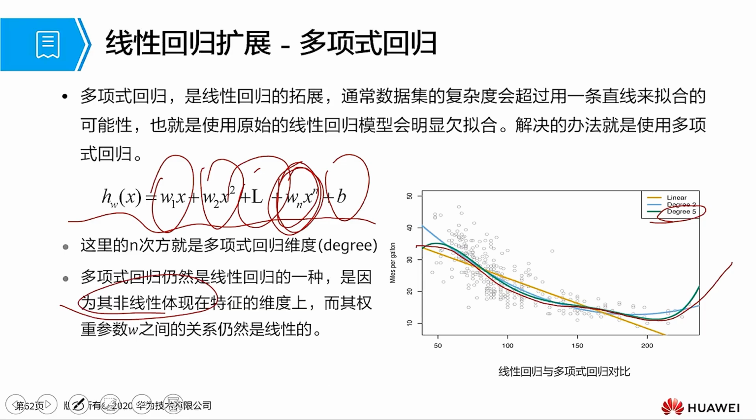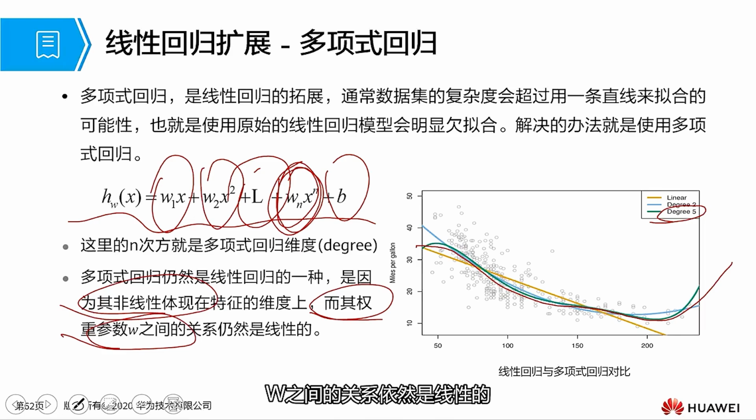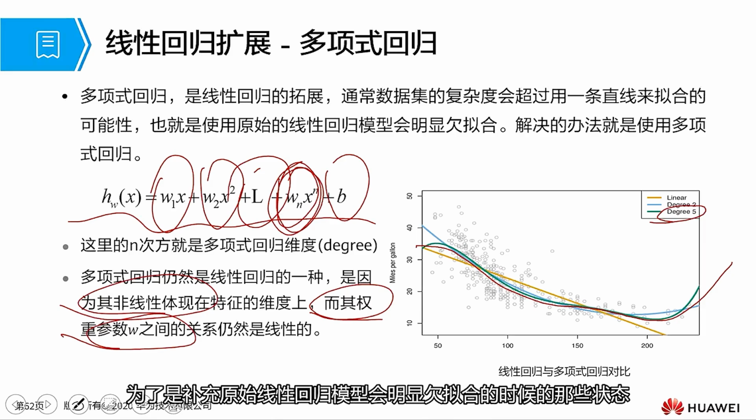But in polynomial linear regression, the relationship of its weight parameters W is still linear. So, it is an extension of linear regression. For what? In order to supplement the original linear regression model in those states when obvious underfitting occurs. So just use polynomial linear regression because it has better nonlinearity.